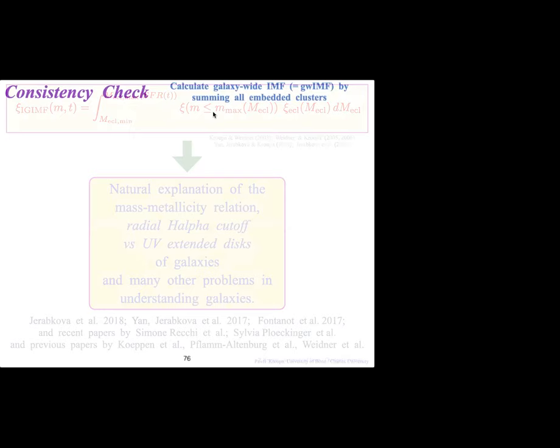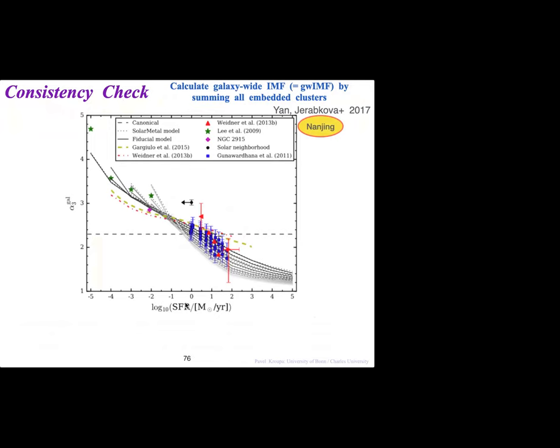And so this is my last slide. We can now calculate the galaxy-wide IMF using the IGIMF theory. And this plot shows the slope of the mass function as a function of star formation rate at the high mass end. And this is the Salpeter slope at 2.3 here. This is what we see in the solar neighborhood largely.